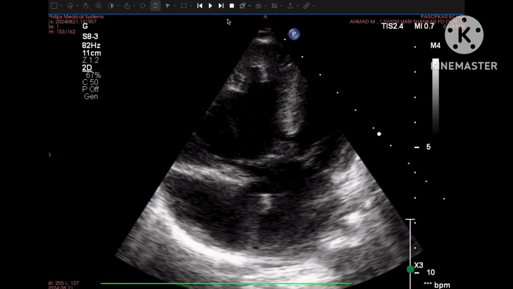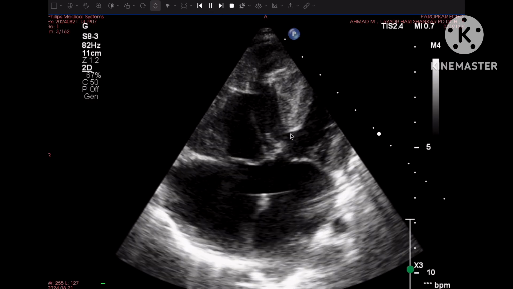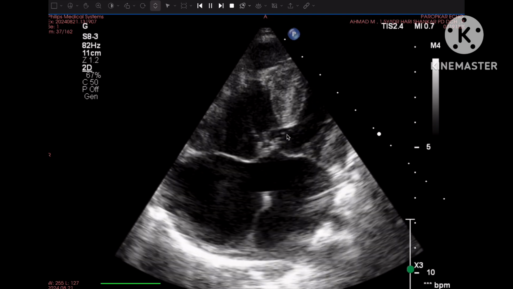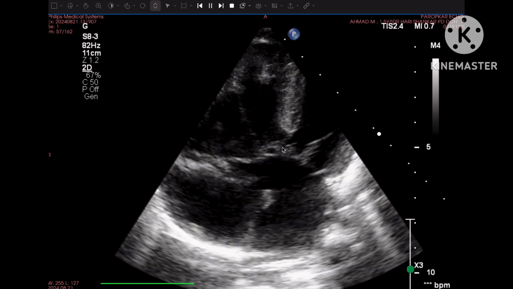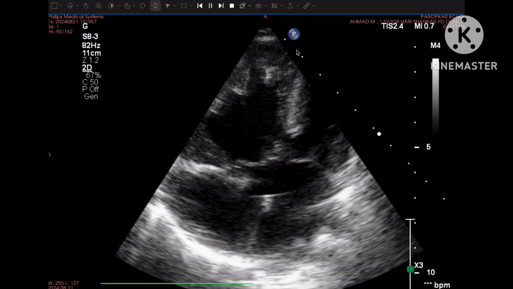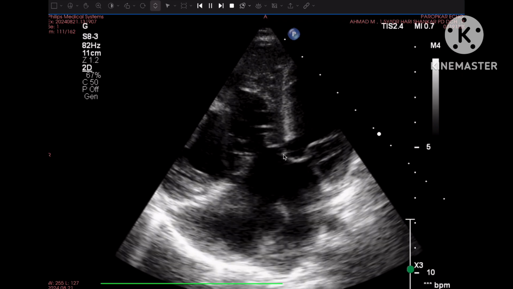So common AV valve with septal defect, interatrial septal defect, ventricular septal defect. So interatrial septum, ASD and then common AV valve. Similarly, interventricular septum, VSD and common AV valve.